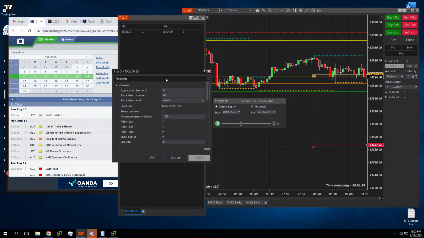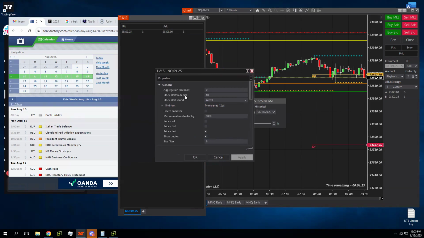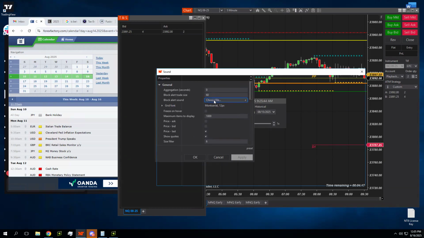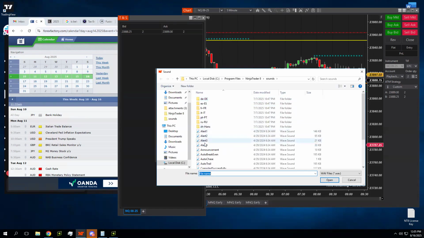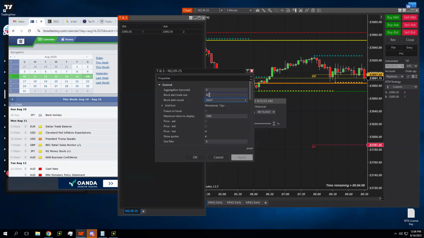And if you want to set the alerts for time and sales, literally the third choice right here says block alert sounds. You just click on it and choose one of the sounds on there. If you don't see any sounds here, you could go to where there's sounds on your computer. You can put music there, whatever you want. But I have mine at 60. So anytime I hear an order of 60 or larger pop in, it's gonna make a noise for me.